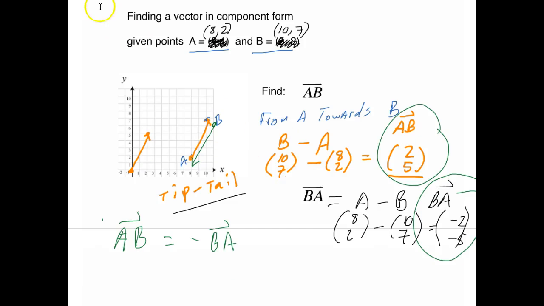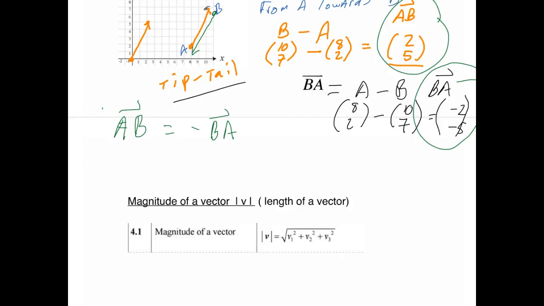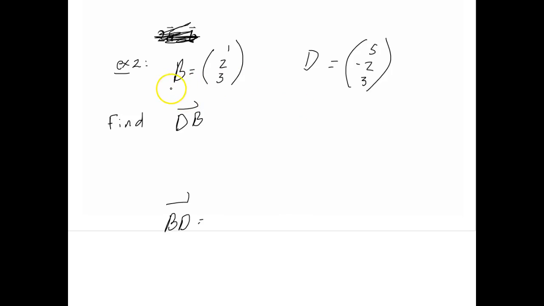Okay, before we move on, let's do one more quick example. So here, I give you the three-dimensional point B, 1, 2, 3, and the three-dimensional point D, 5, negative 2, 3. Now don't get freaked out by the fact that there's 3 coordinate points here. It's the same thing. That's your X, that's your Y, and that is your Z. And you do everything the exact same way.